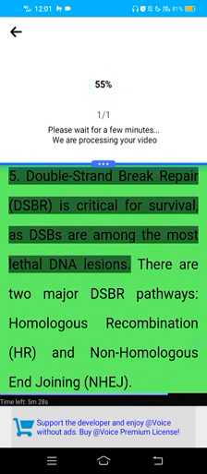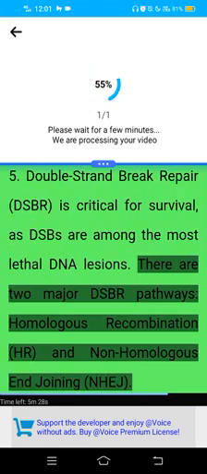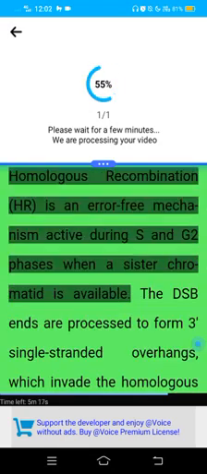5. Double-strand break repair (DSBR) is critical for survival, as DSBs are among the most lethal DNA lesions. There are 2 major DSBR pathways: homologous recombination (HR) and non-homologous end joining (NHEJ). Homologous recombination is an error-free mechanism active during S and G2 phases when a sister chromatid is available.